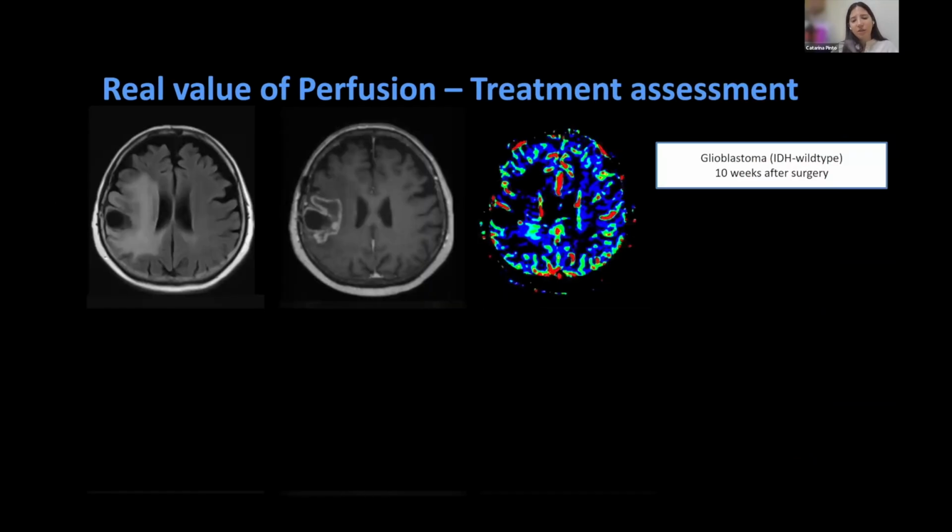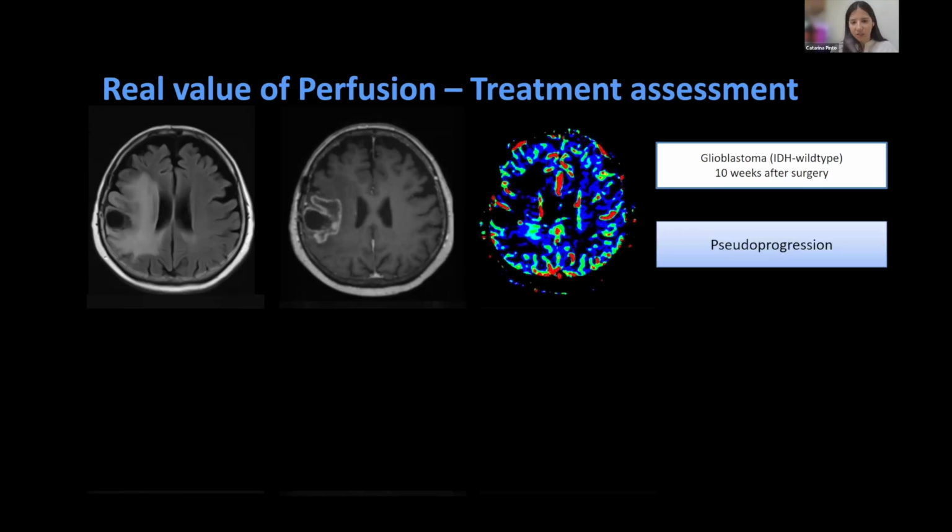Also, the perfusion is very important for treatment assessment. This is a lady with a glioblastoma, and 10 weeks after surgery, she comes back with an increase in T2 FLAIR signal in the area around the surgical resection, with enhancement mainly on the periphery, but on perfusion there was no elevation on the CBV. So this was really typical for pseudoprogression.